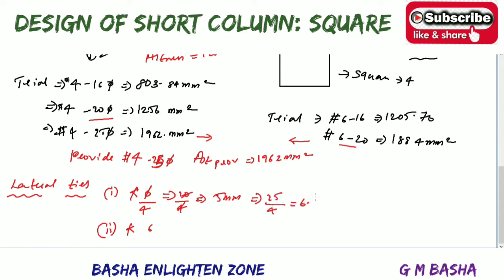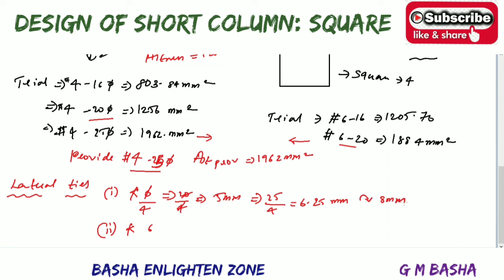How much will you get? 25 divided by 4, that is 6.25, so 6.25 mm. Okay, so please correct this value. We are providing 4 bars of 25 mm dia. For that you will get 6.25, which means we round this value up to the next value.